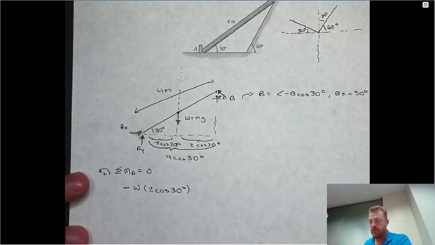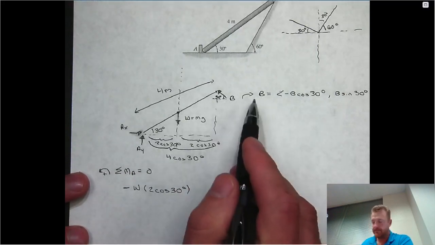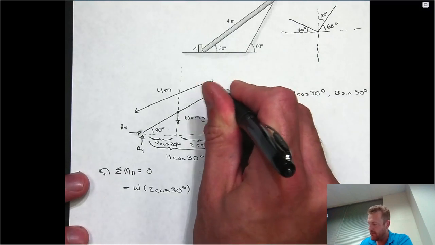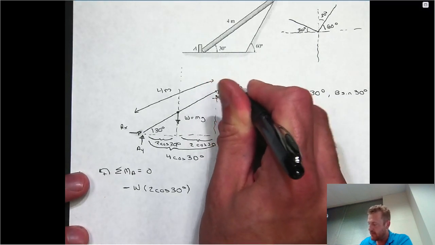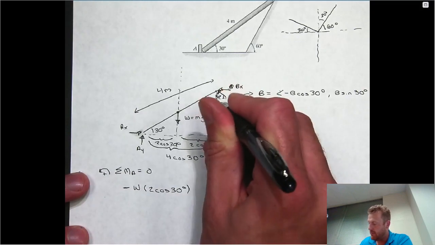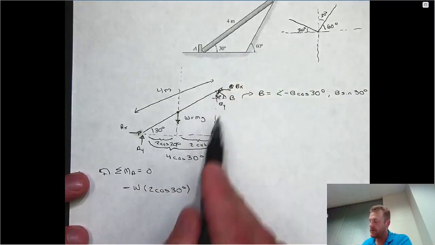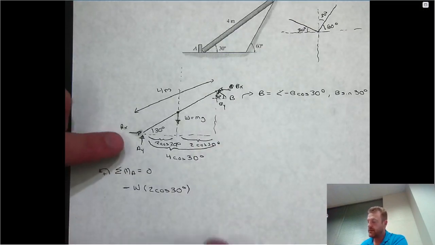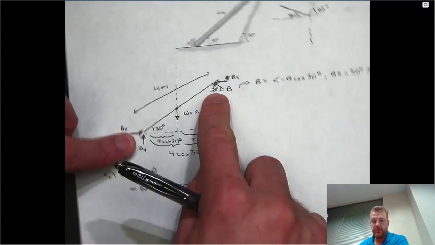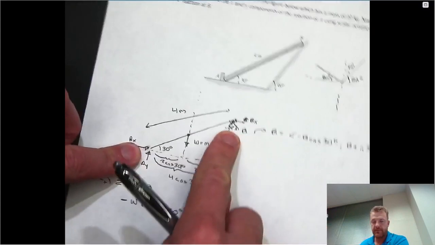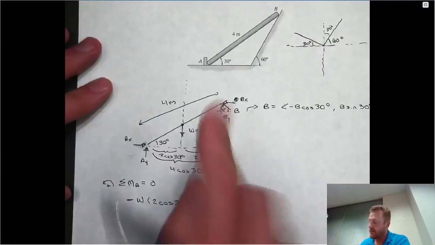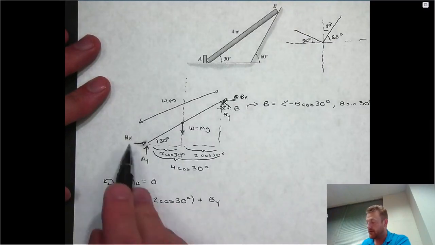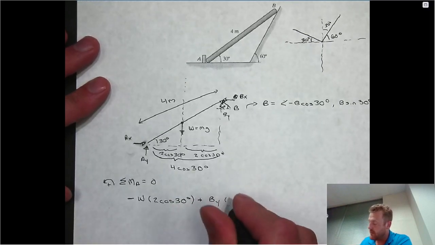Now let's think about the individual components of the reaction at B. You notice the reaction at B is going to have an x component, Bx, and it will have a y component, By. So let's talk about the perpendicular distance. First and foremost, let's do the By component and get the sense of the rotation. If I pin at A and I push in the upward direction, that will cause a counterclockwise rotation, so it'll be plus By. And then what is the perpendicular distance from point A? Well, it's just going to be 4 cos 30.